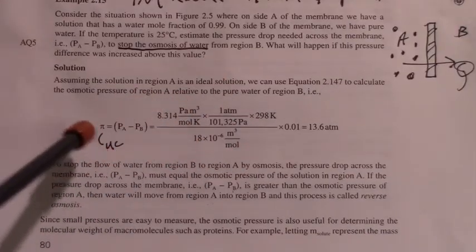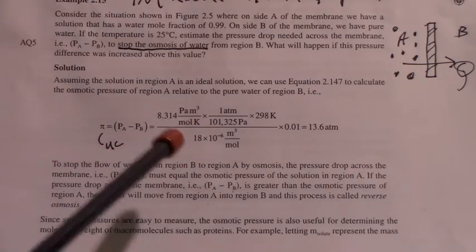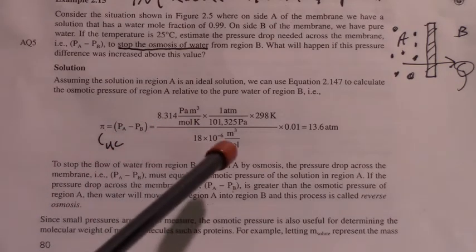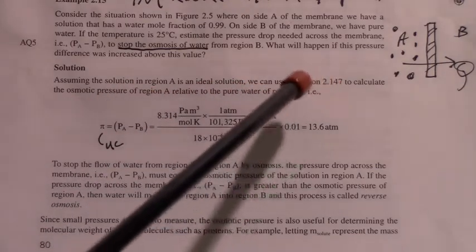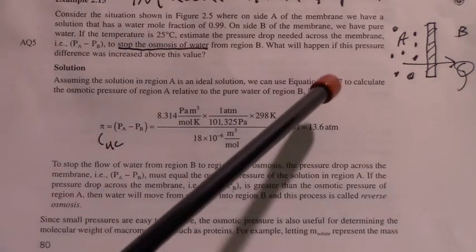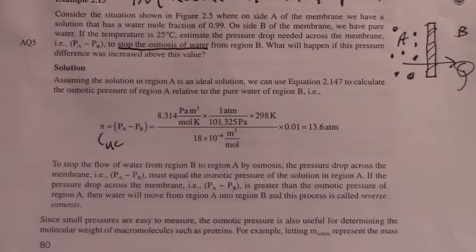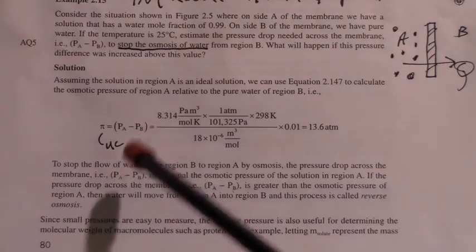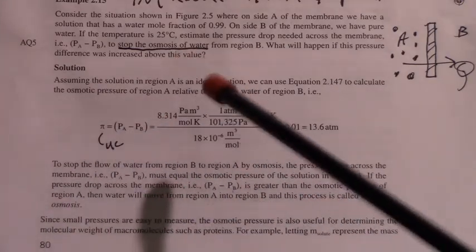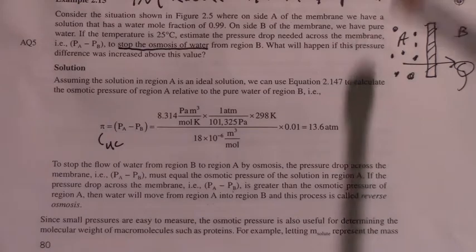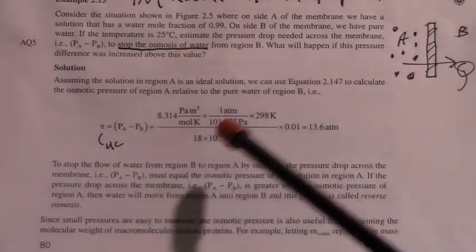You can see the osmotic pressure is equal to the difference in pressure across the membrane, and we can then calculate that. Assuming an ideal solution, we can use equation 2147 to calculate the osmotic pressure of region A. So in order to find the required pressure drop PA minus PB, we're going to have to calculate the osmotic pressure of the solution on the A side. And that's what's shown here. We're just using equation 2147.